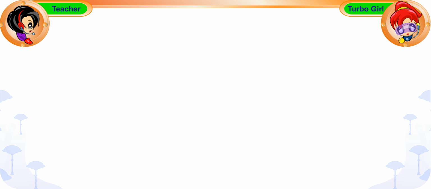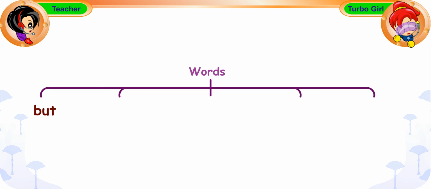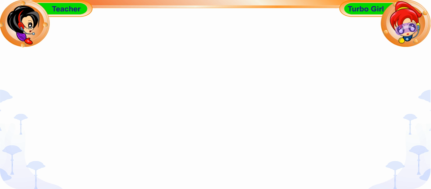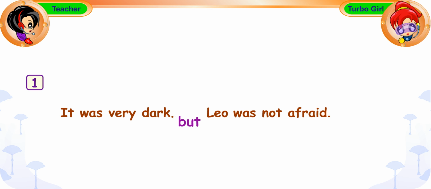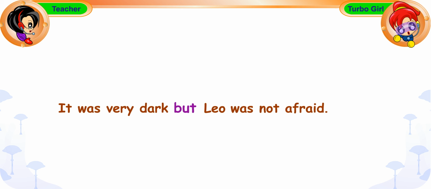Okay, I get it. We learned words that we can use to join 2 different ideas. They are but, although, even though, and yet. To join two sentences such as it was very dark, Leo was not afraid, we need only 2 steps. Step 1. Put the word but in between the 2 sentences. Step 2. Remove the full stop at the end of the first sentence. So we have, it was very dark, but Leo was not afraid.